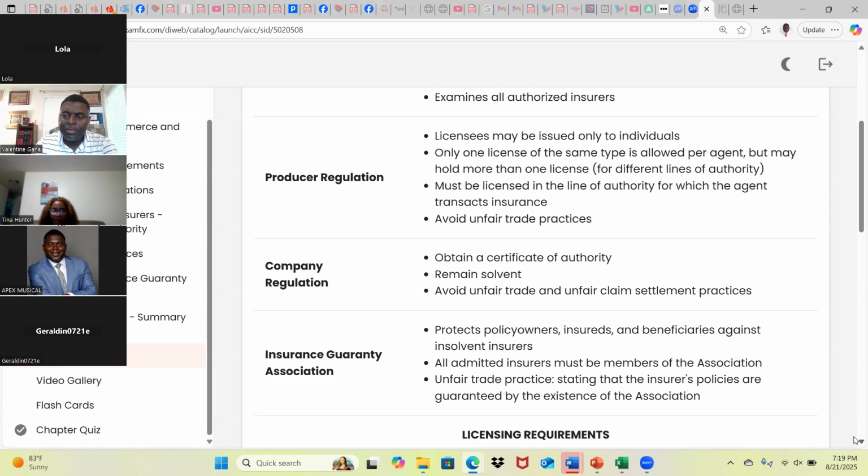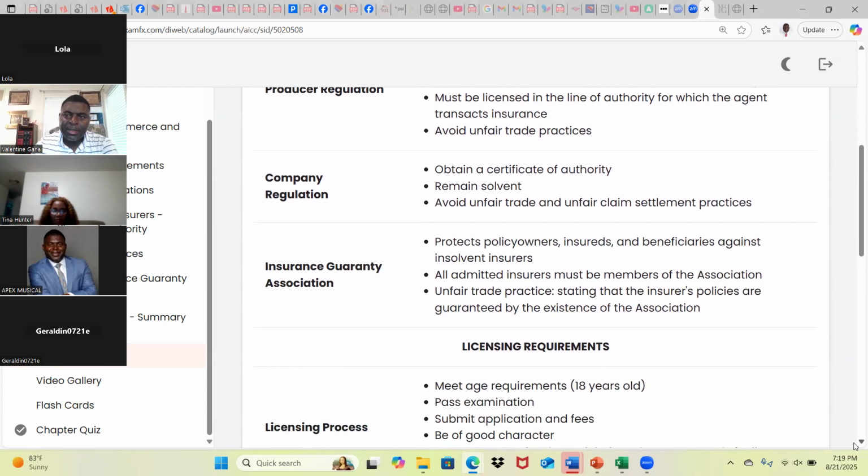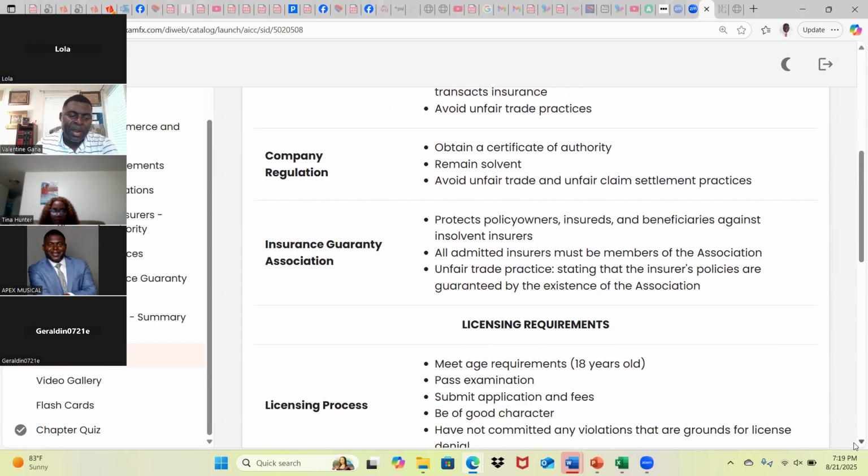You have to remember to avoid unfair trade practices, and those unfair trade practices include rebating, defamation, twisting, and there's a fourth one in there. So you have to remember to avoid those unfair trade practices.